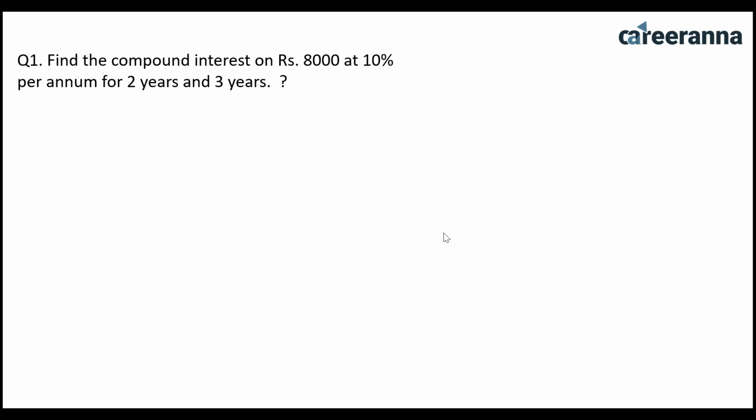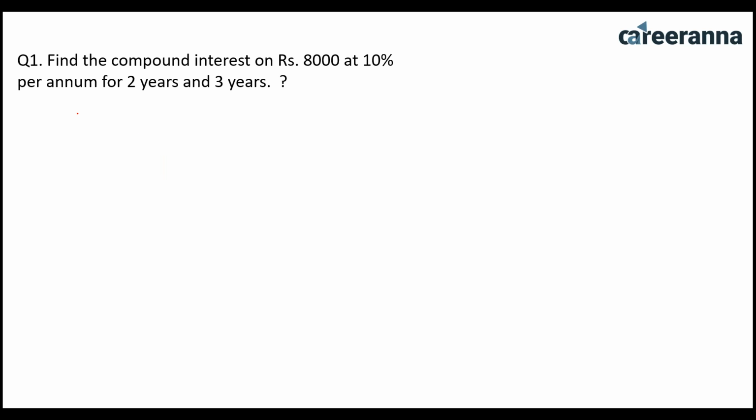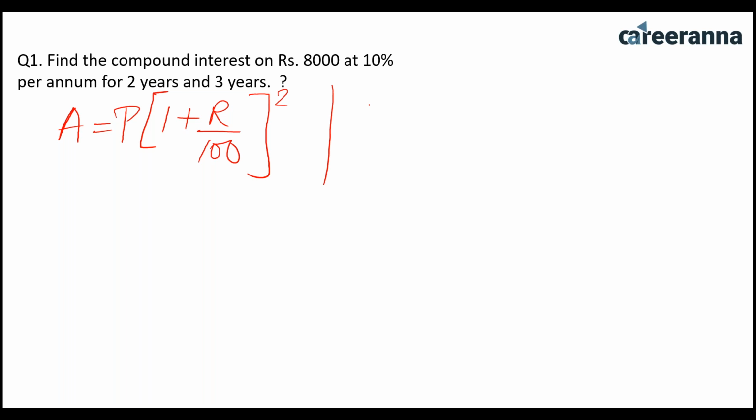Okay, see, if I go according to the formula, A is equal to P into (1 plus R upon 100) power 2, and for 3 years, P into (1 plus R upon 100) power 3. This is the basic thing I'll be doing if I'm very new to this topic. So let's do it first this way, then I'll tell you how to approach such questions.